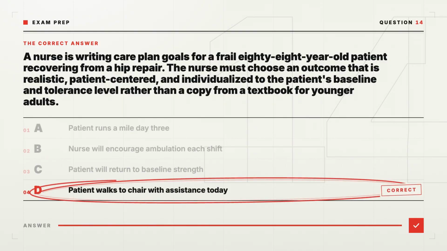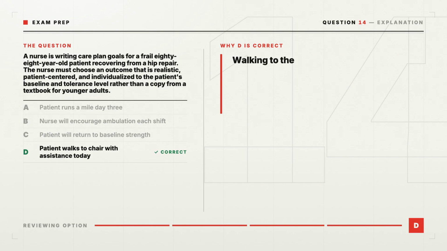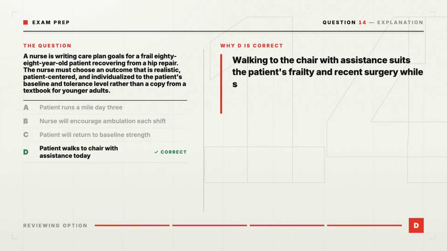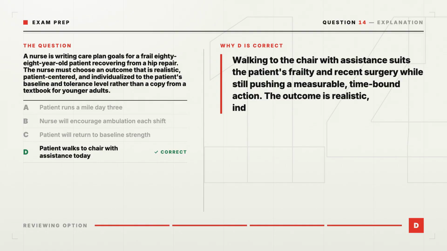The correct answer is D. Patient walks to chair with assistance today. D is correct because walking to the chair with assistance suits the patient's frailty and recent surgery while still pushing a measurable, time-bound action. The outcome is realistic, individualized, and tied to clear bedside observation today.